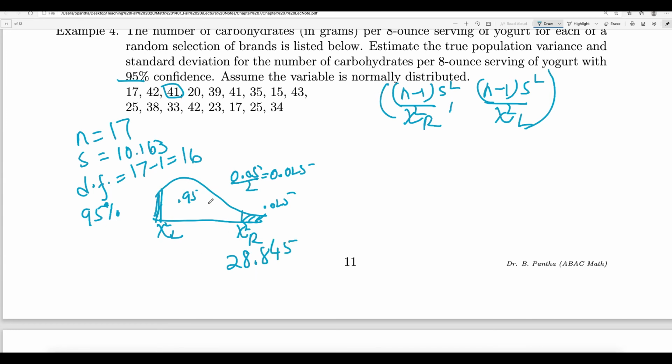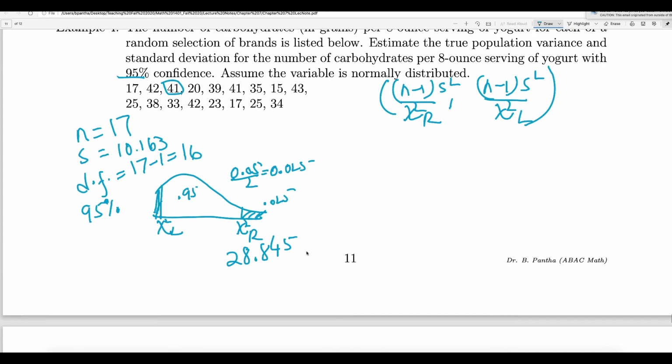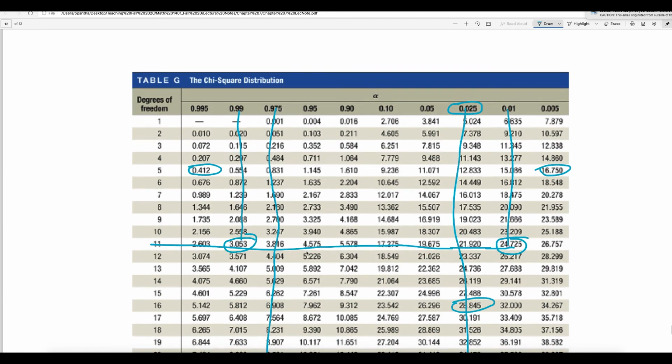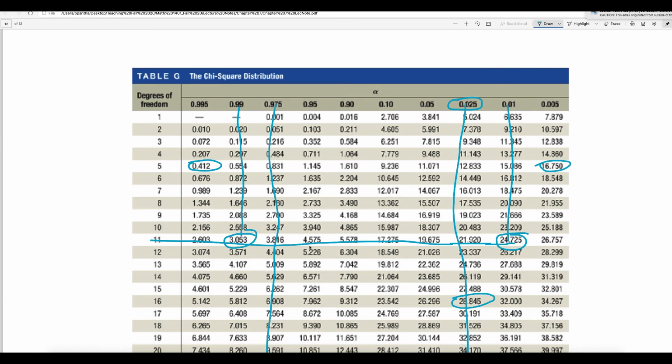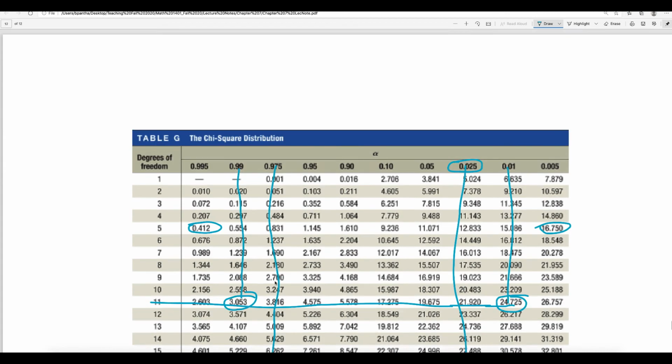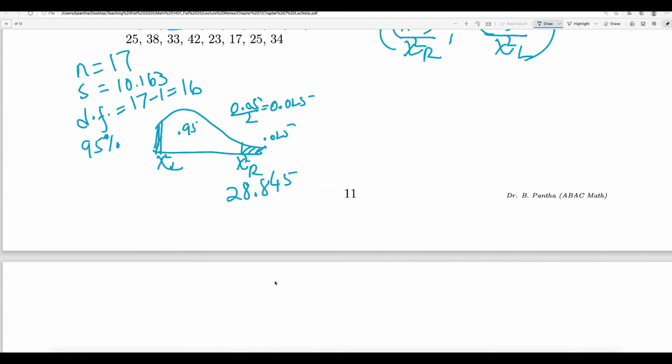And for the chi-square left value, to find this value, the right area is 95% plus this 2.5%. So 97.5%, that is 0.975. Where 0.975 is here, and 16 degrees of freedom is here. What do you get? 6.908. That's what you get.